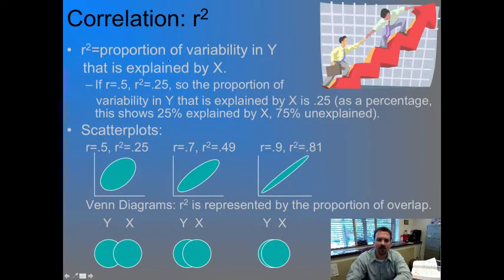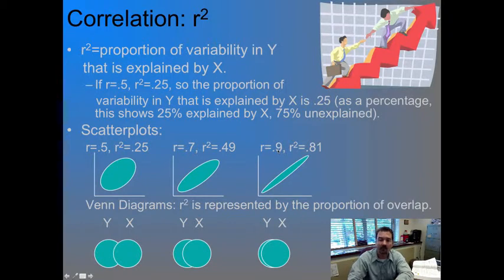R², as I pointed out already, is the proportion of variability in Y that is explained by X. So if R is 0.5, which is shown here, then R squared is 0.25, and that's the proportion of variability in Y that is explained by X. In other words, 25% of Y can be explained by X, which still leaves 75% unexplained, but still a single factor, X, if it explains 25% of the variance in Y, that's pretty good, that's pretty powerful. Okay, it would be, again, this kind of form here. But here's an even more powerful correlation, 0.7, and R squared, or variance accounted for, is 49%.